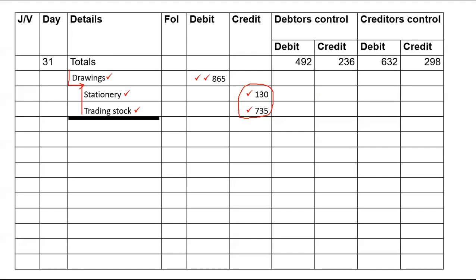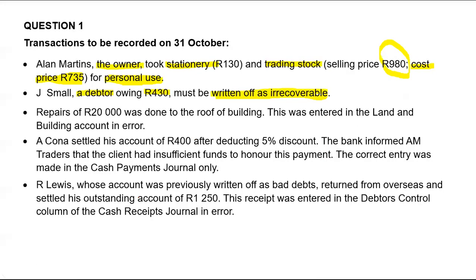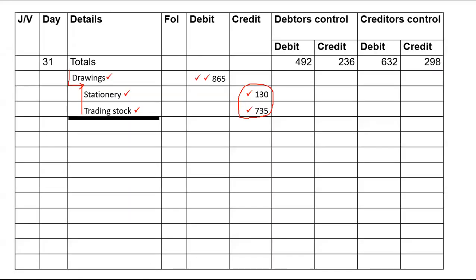All right, let's go to number 2. So in number 2, it says that we have a debtor who is J Small. And J Small was owing us 430 and must be written off as irrecoverable. You all know that if an account is written off as irrecoverable, that is bad debts. You basically just debit bad debts and you credit the name of the debtor. And the whole amount that was owing must be written off as irrecoverable.